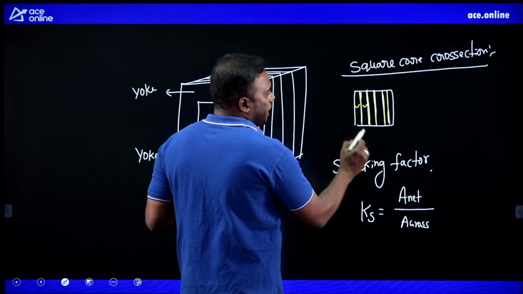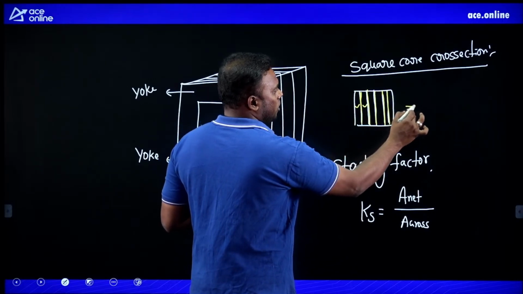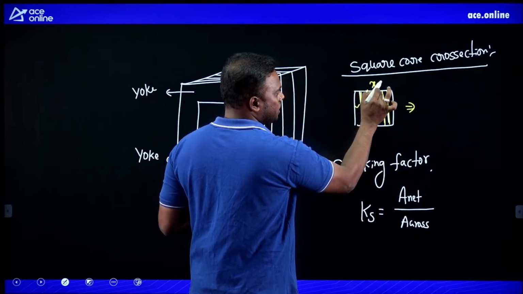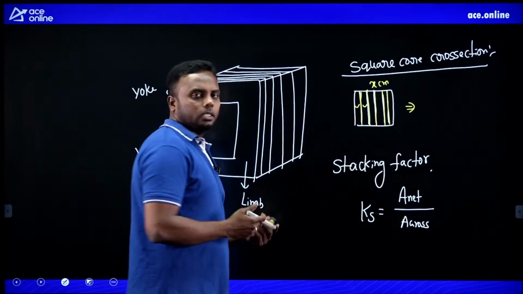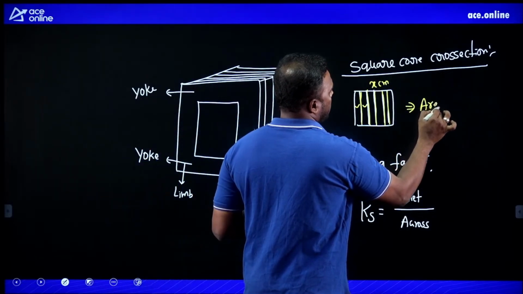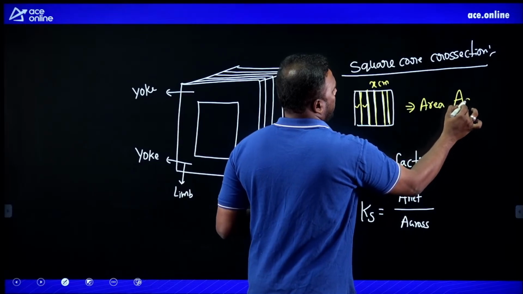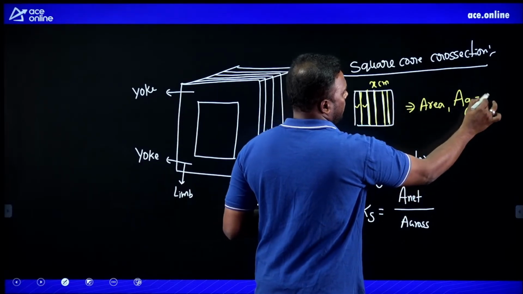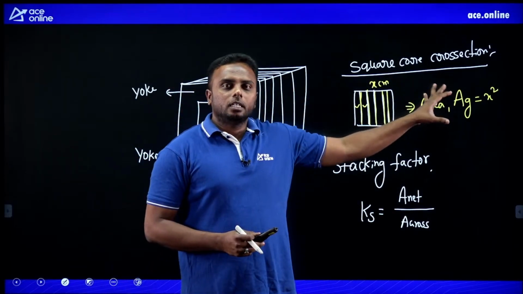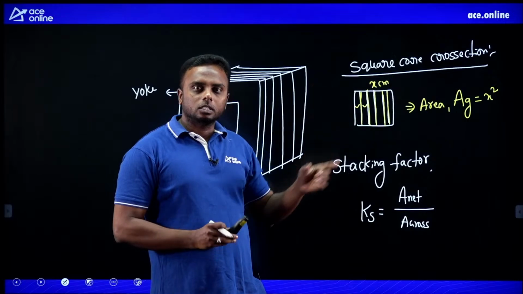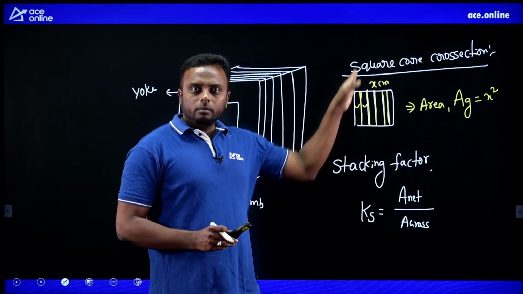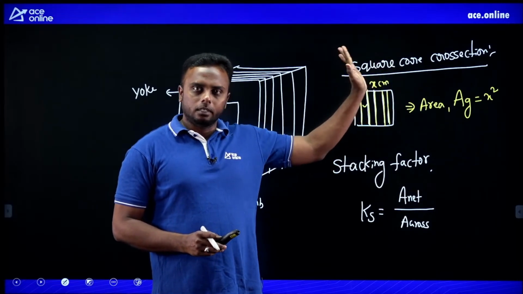So if you find the area of this using the formula, let each side have some magnitude x, each side is x centimeter. All are the same because it is a square, all sides are equal. Then what is the area of this square? Area formula is side square only, x square. So using this formula you will get gross area. Gross means the area occupied by both the iron material and the insulating material included in that. That is called gross area.